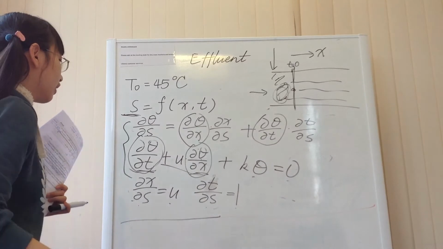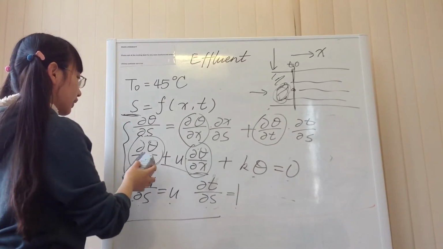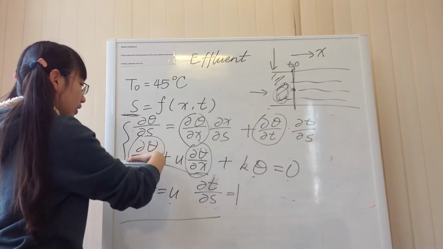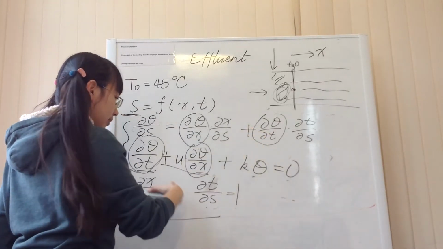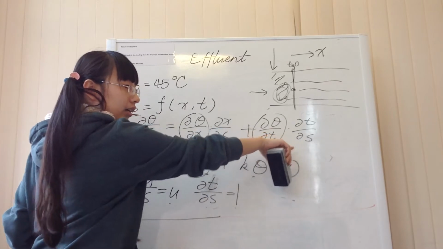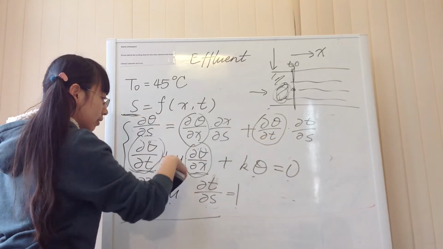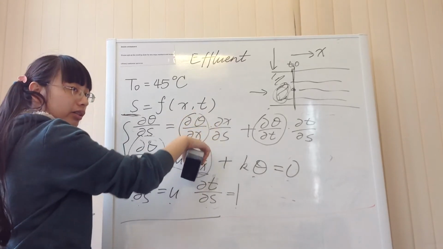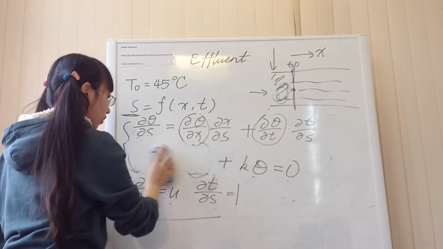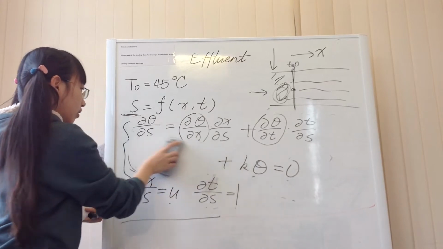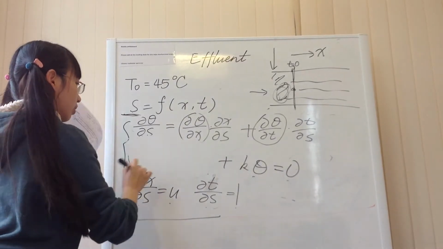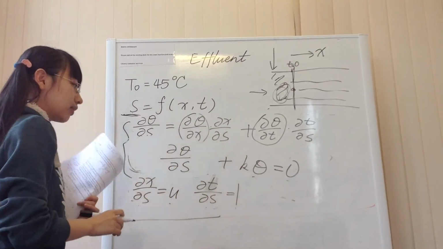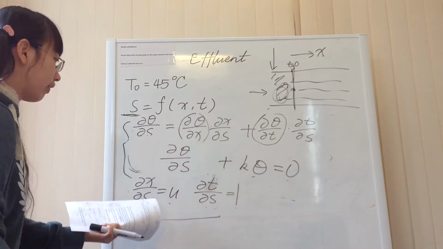And in that way, we can say this whole term here becomes partial theta over partial t times 1, which is here, plus partial theta over partial x times u, which is partial x over partial s. So the whole thing here becomes partial theta over partial s. And we get an equation of s.